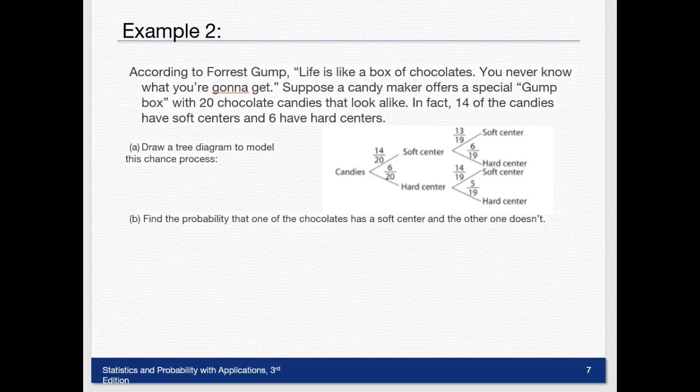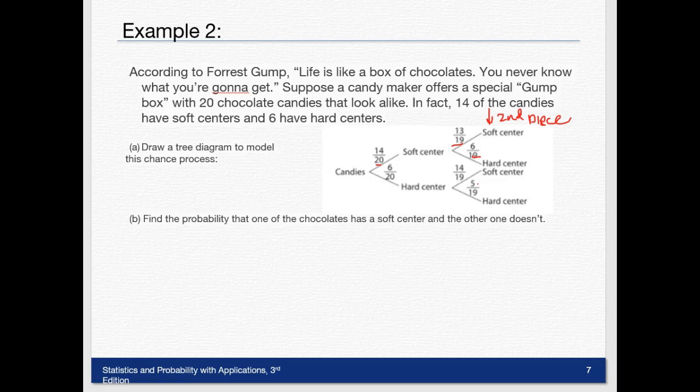Sometimes you don't have decimals, you have fractions. So we know 14 out of 20 are soft, 6 out of 20 are hard. Now the second branch is the second piece drawn, right? Second piece of candy. Once I've drawn one piece of candy, that denominator goes from 20 to 19. If I drew a soft first, that means I only have 13 soft left, and I have all 6 hard candies left. If I drew a hard candy first, then I'm down to 5 hard pieces left, and all 14 soft centers. So that's where we get all this.